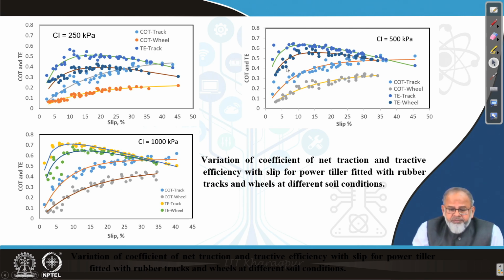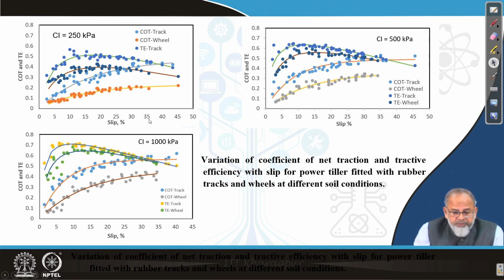Similar trend has been observed for 500 kilopascal as well as 1000 kilopascal. The maximum tractive efficiency which you got is 0.71 in case of track, and this is possible in case of hard soil, whereas in case of wheel it is only 0.62. That means 62% is the efficiency in hard soil.